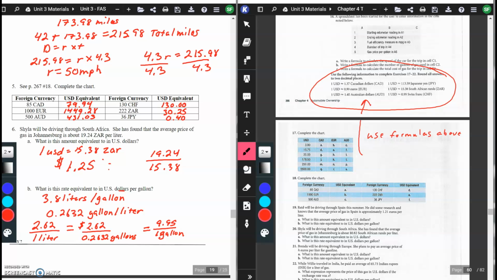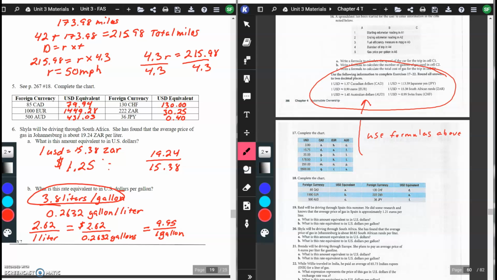Okay, and what is the rate equivalent in US dollars per gallon? Okay, so there are 3.8 liters in a gallon. That conversion rate needs to be known. 3.8 liters in 1 gallon. So you would simply take your 0.2632 gallons per liter. All right, when you do that conversion.